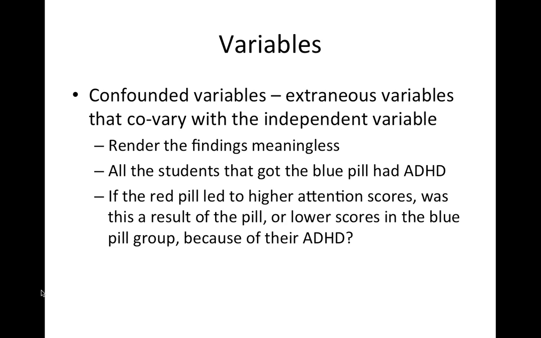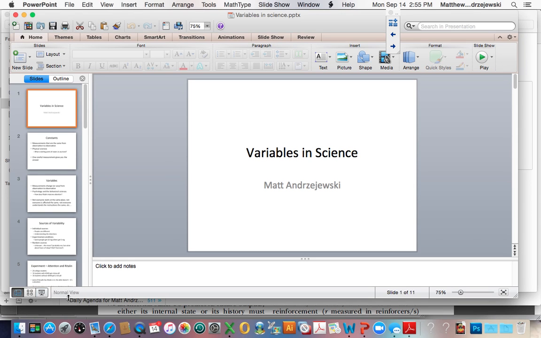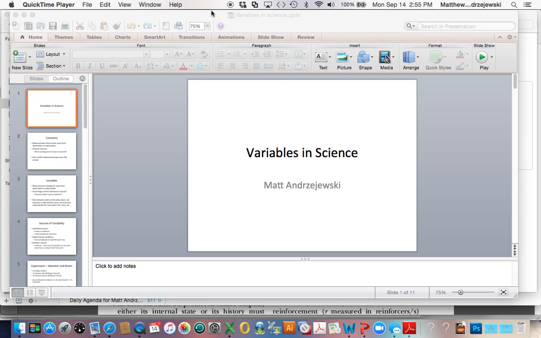Even if we do find an effect there, we don't know whether it was because of the medicine in the pill or the fact that we studied a whole group of people with ADHD and one that didn't. So diagnosis and drug assignment were confounded. And we've got to do a better study than that. Okay, so hopefully that helps a little bit with defining variables in science, what confounds mean, what dependent variables are, and so on and so forth.